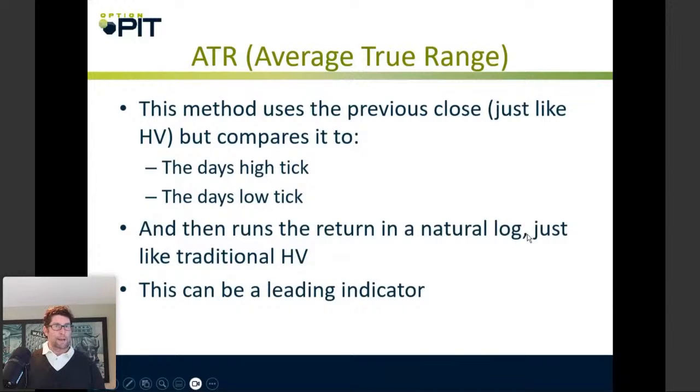Another example of vol is average true range. What you're really doing is taking the high tick and the low tick from yesterday. That gives you what's called the average true range. We use that. It runs in a return in a natural log, just like the traditional realized vol that we just did. Again, it can be a leading indicator, meaning what? The true range is big.